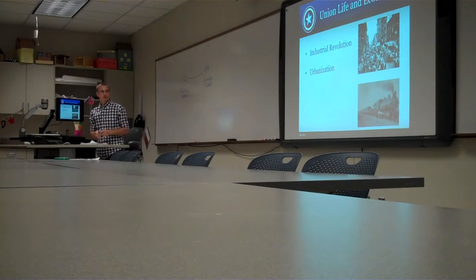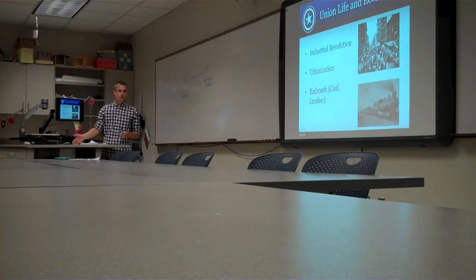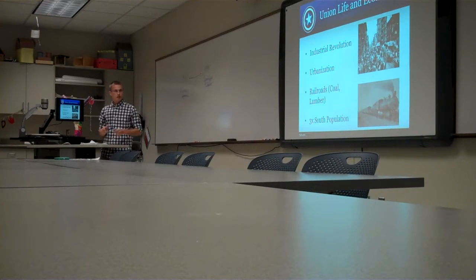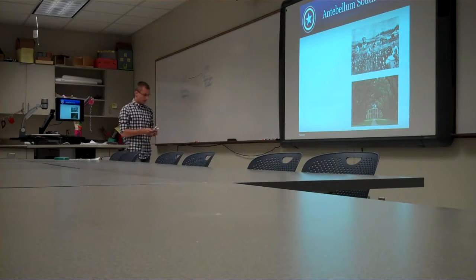So urbanization is where a lot of people are coming together into one smaller area, like big cities, so they can have jobs to work in the factories. Another key part is they have railroads, which allow them to move coal and lumber in large quantities across the country. And this is something important to remember for later on. The Union is 3 times larger than the Southern population.